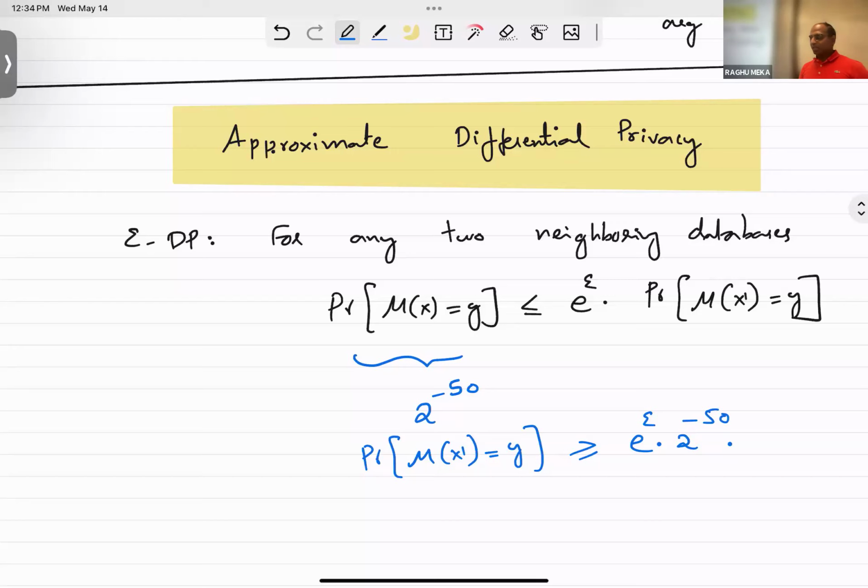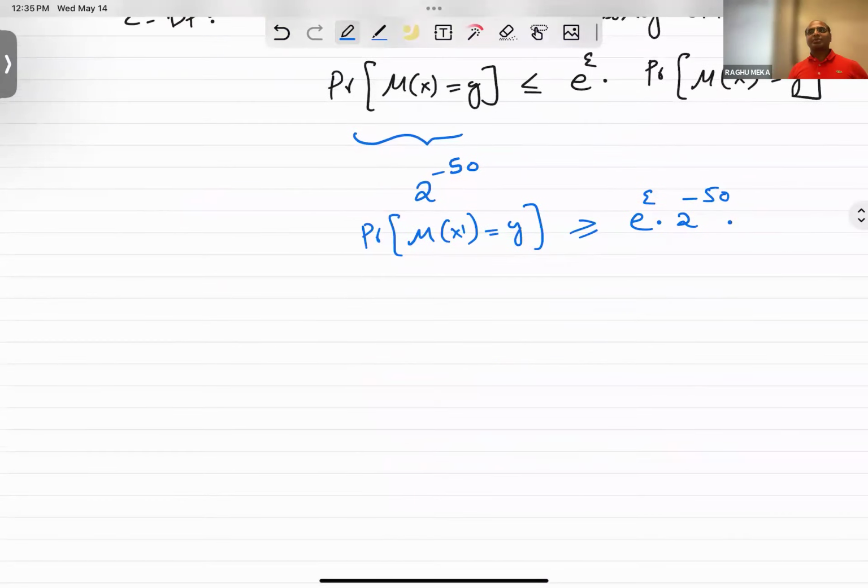Okay. So instead of looking at such a blanket condition, what approximate differential privacy does is essentially put a lower bound on the events that you care about. So maybe there's a 2 to the minus 50 chance that my privacy gets violated, but that's a chance that I'm willing to live with.